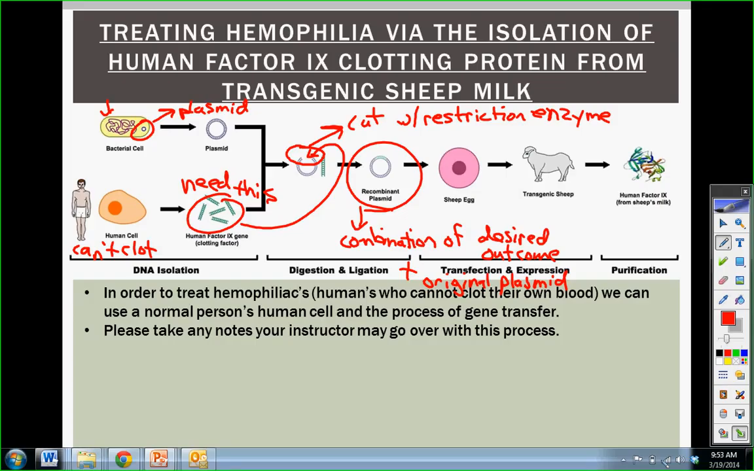And then from here, we have the human factor 9 from the sheep's milk. And hopefully, we can then get that into the human and be good to go, and use that clotting factor. If somebody has issues with hemophilia, they're going to get injected with this factor so they don't have it. In order to treat hemophiliacs, we use a normal person's human cell and process the gene transfer.